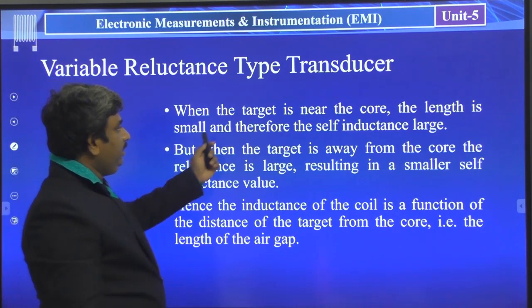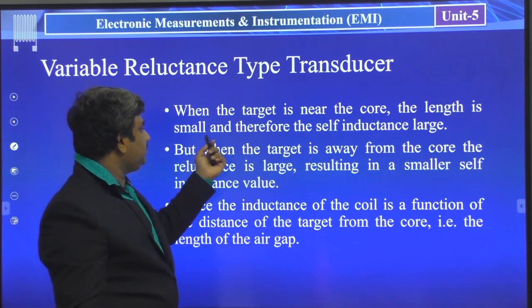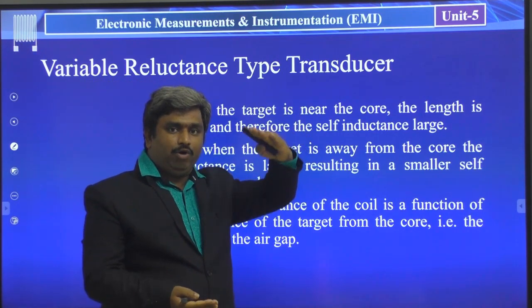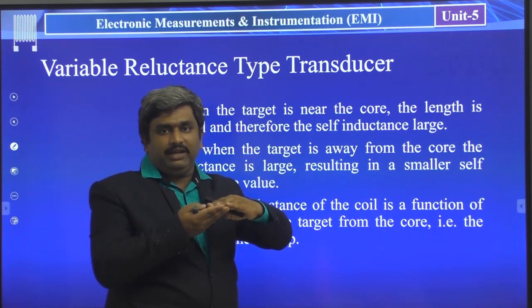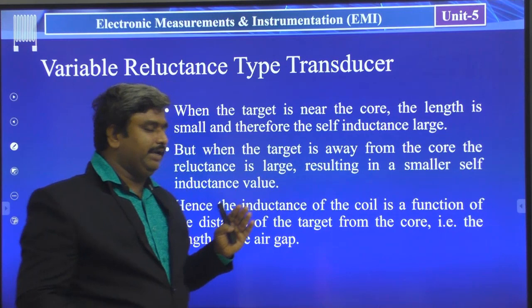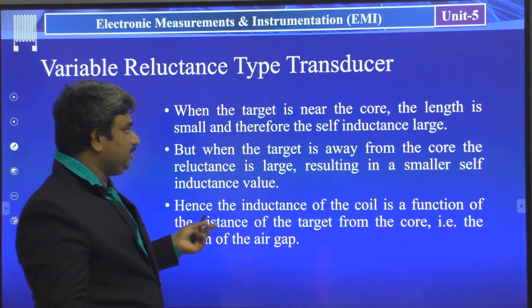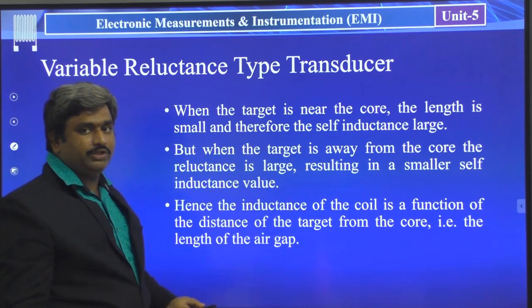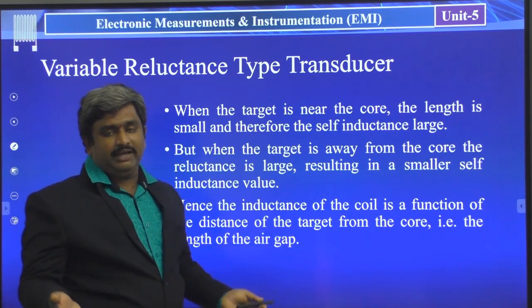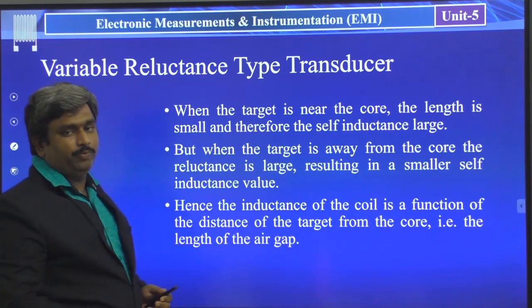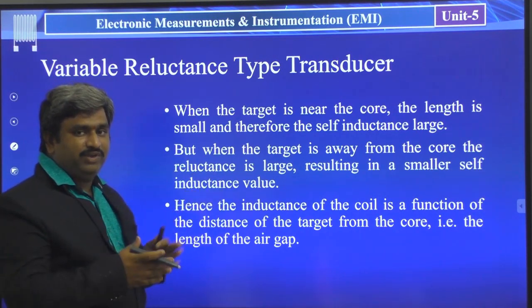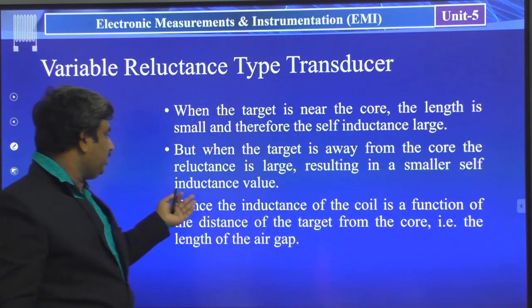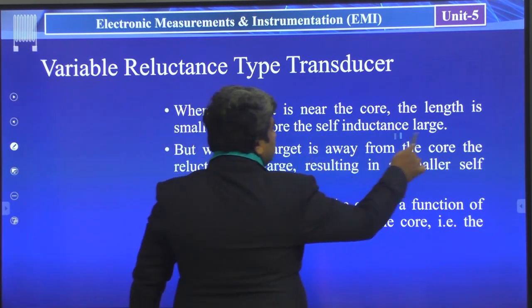Next, when the target is very near to the core, the length is small and the self-inductance is very large. So previously I said that when the iron rod is moving to this coil, the air gap is very small, then it will produce maximum inductance. If the air gap is very large, then there is no output voltage. But when the target is away from the core, the reluctance is large. If the reluctance is very large, automatically we will get a small amount of voltage at the output side. Otherwise, if the reluctance is very small, then we will get the maximum EMF at the output side. The reluctance is large, resulting in a smaller self-inductance value. It's very important, self-inductance.